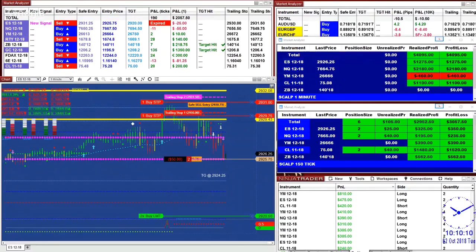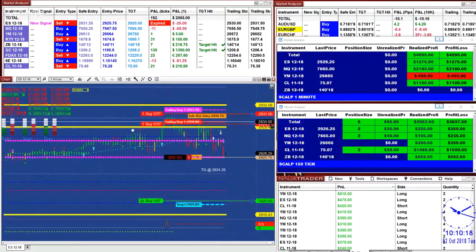A sell entry at 29.2575, and the target is 29.20. So this is your new entry signal.